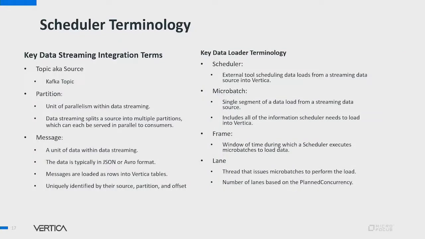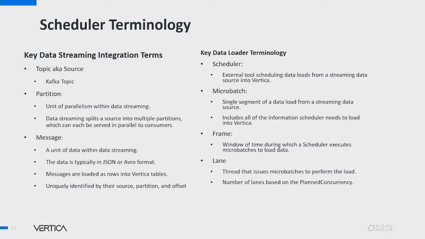So let's look at some of the terminology first. Some of these we've already discussed, some are new. Topic or source, we know, is a Kafka topic. Partition is a Kafka topic partition, which is a unit of parallelism in data streaming. Message is the unit of data that comes from these topics, and generally the data is in JSON or Avro format. These messages are identified by their source, partition, and offset.